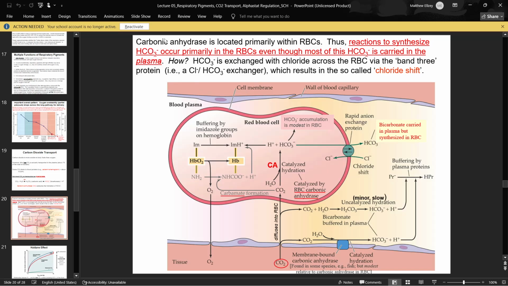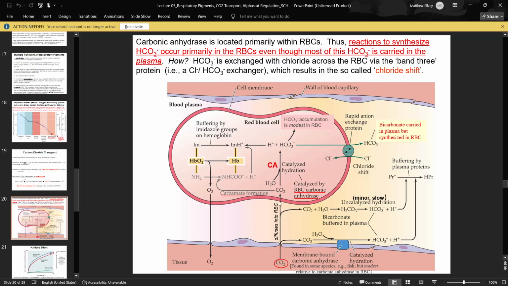Okay, so carbonic anhydrase is located primarily within the red blood cells. So this reaction to synthesize bicarbonate occurs in the red blood cells, even though most of the bicarbonate is actually carried in the plasma. So how is this done? Basically, this bicarbonate is exchanged with chloride across the red blood cell wall via this band 3 protein, which results in this so-called chloride shift.